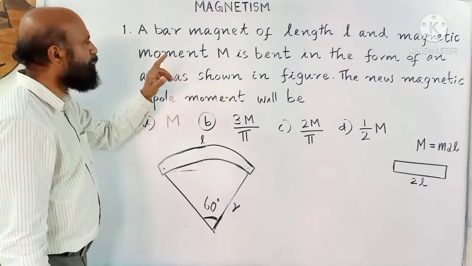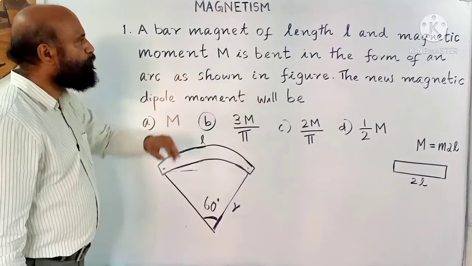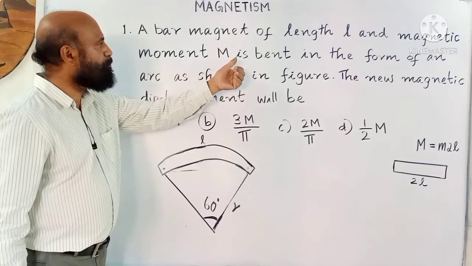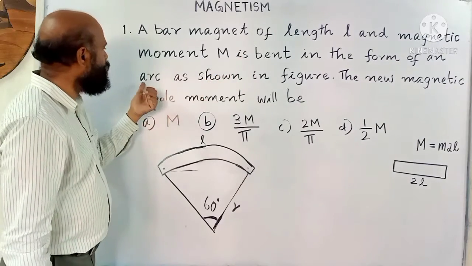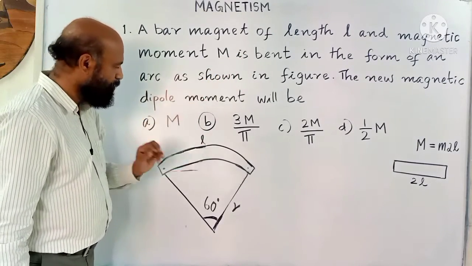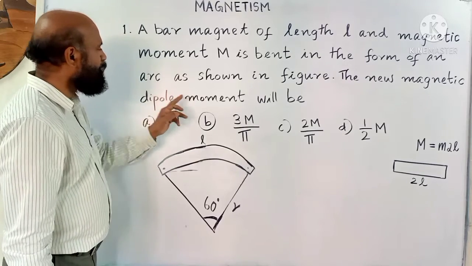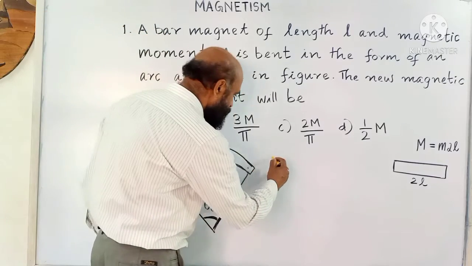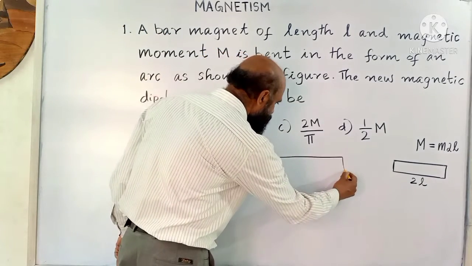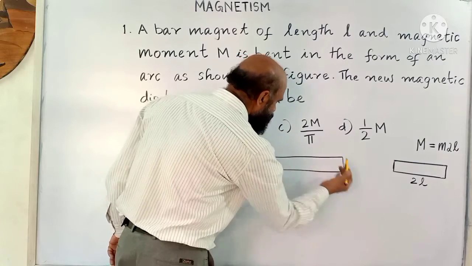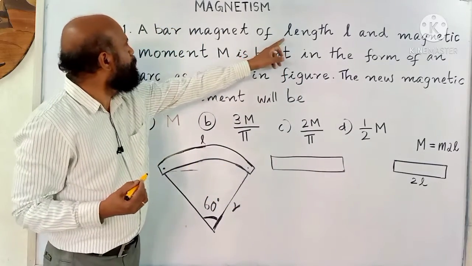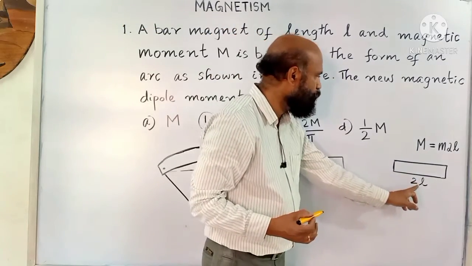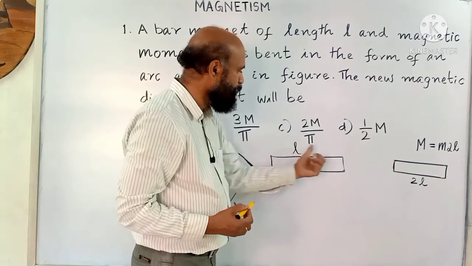Now let us see a problem. A bar magnet of length L and magnetic moment M is bent in the form of an arc as shown in the figure. Find the new magnetic dipole moment. Before bending, the magnetic moment is capital M. But here the bar magnet is of length L instead of 2L. Here the length of the magnet is given to be L.